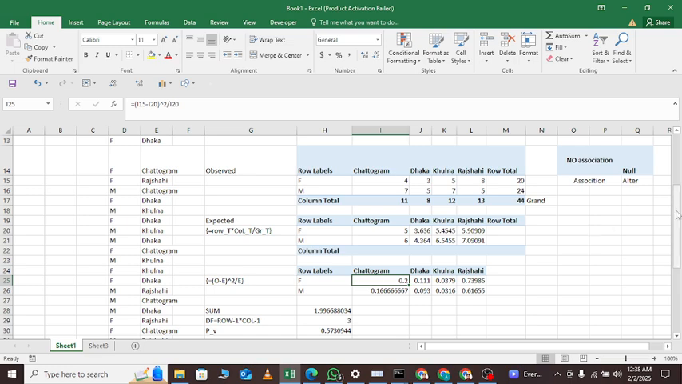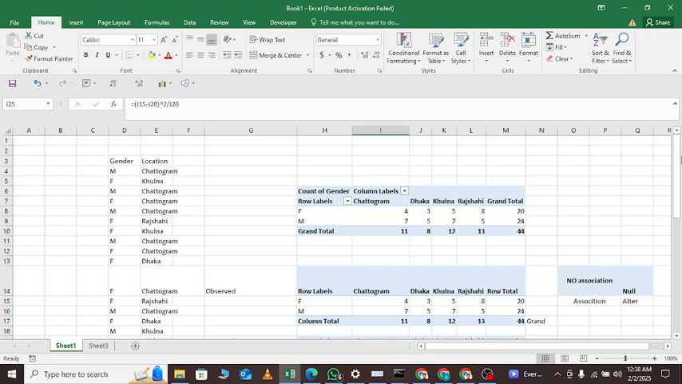Today we discuss the chi-square test with Excel. We know the chi-square test; we want to check the association. For this association test, we use a null hypothesis and an alternative hypothesis. The null hypothesis means there is no association, and the alternative hypothesis means there is an association.